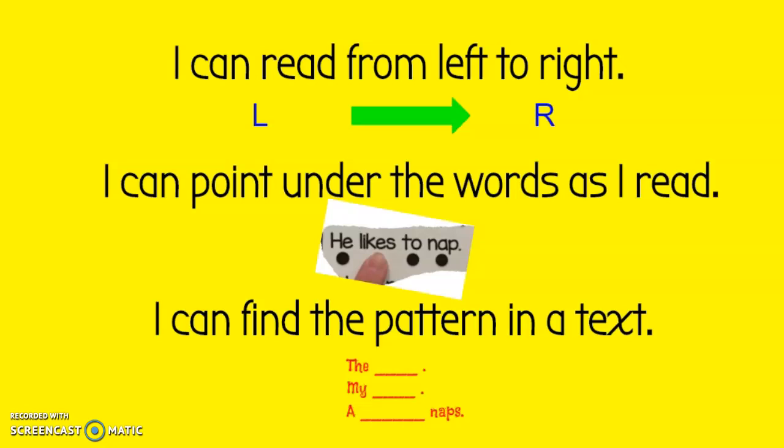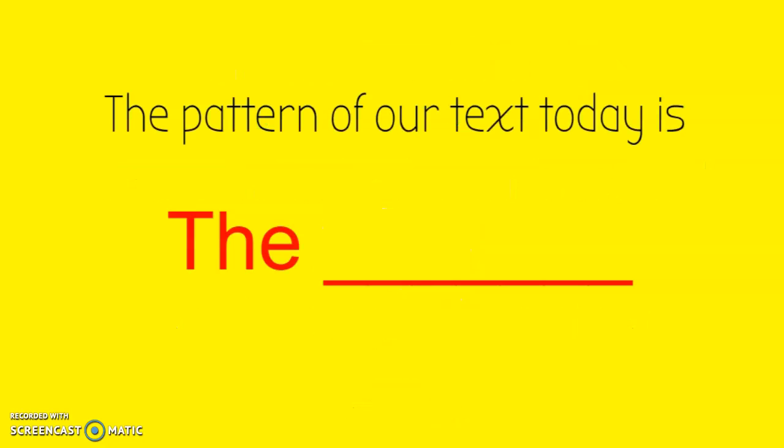Great job, scholars. The next thing we want to be able to do as good readers is we want to be able to find the pattern in a text. The pattern is the words that we're going to see on every page. When we recognize this pattern, it's going to help us be able to read. The pattern of the book we're going to be reading today is the blank.